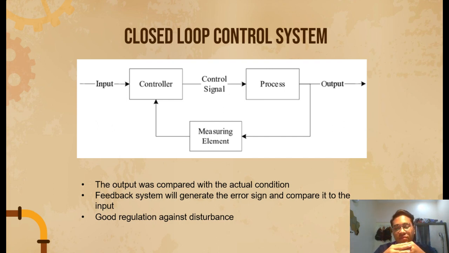Now, the feedback system will generate the error signal and compare it to the input. It's a good regulation against disturbance, which means that disturbance can't happen in this closed loop system because it has a feedback structure. So when it detects an error, it will repair itself. It will take action to control it back so the output can be true again.